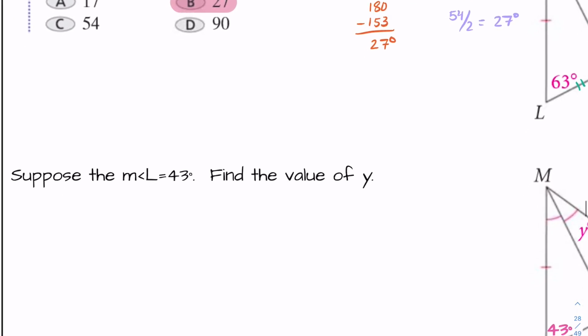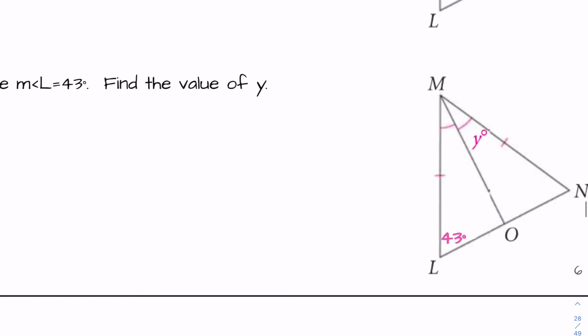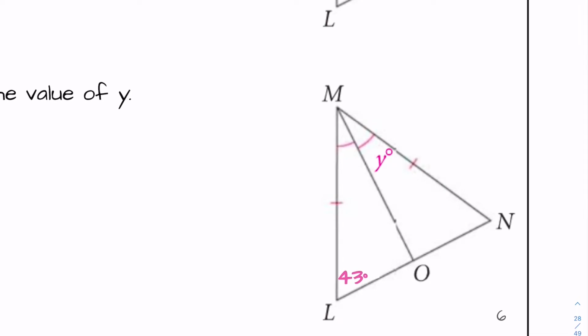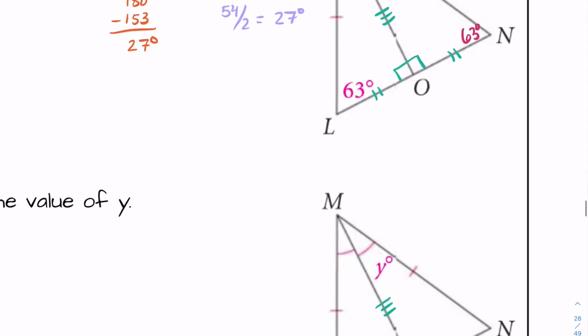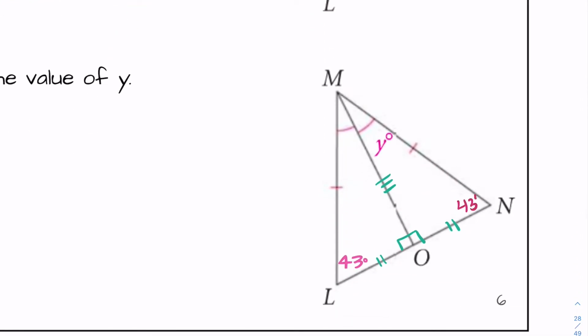All right. Suppose that the measure of angle L is 43 degrees. Find the value of y. So I can do the same thing here. I got congruent triangles right there. Oh, don't forget I got this. Yeah. I'll write in 43 right here.